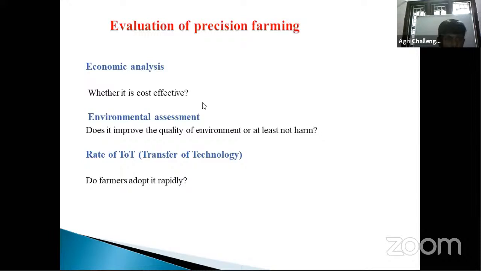Then environmental assessment. Does it improve the quality of the environment and reduce pollution? At least it should not harm; at least it should not reach a harmful level. Then the next one is rate of technology transfer. Do farmers adopt it rapidly? Whatever this complicated technology is, are your farmers ready to adopt it? The farmers' knowledge level and adaptability, all these things have to be evaluated.